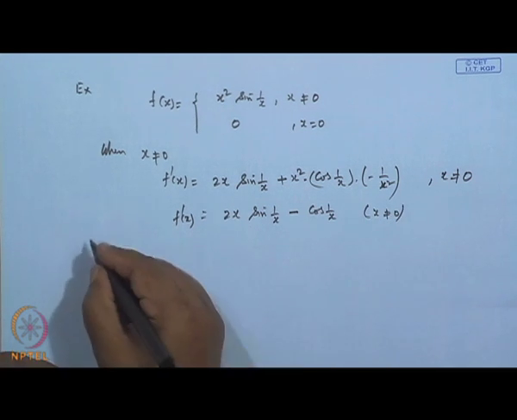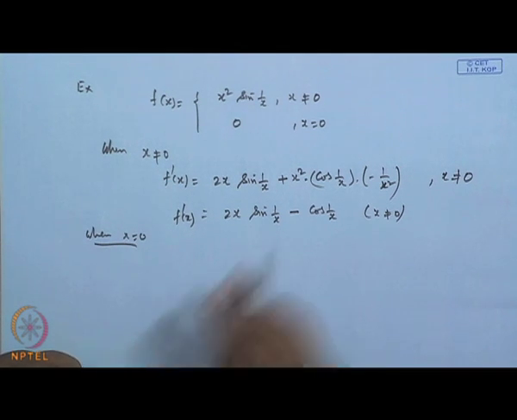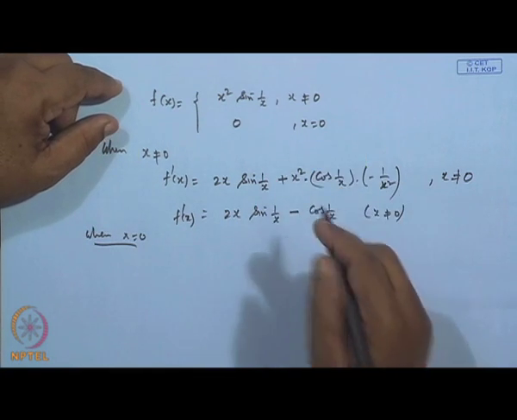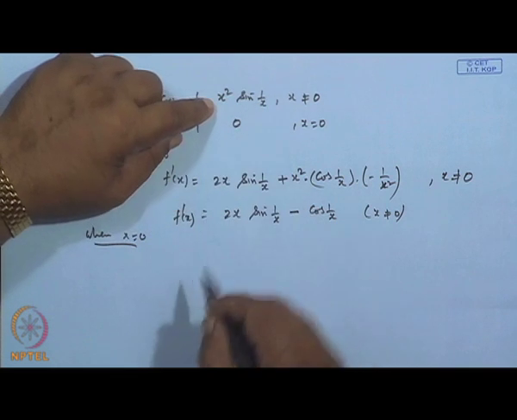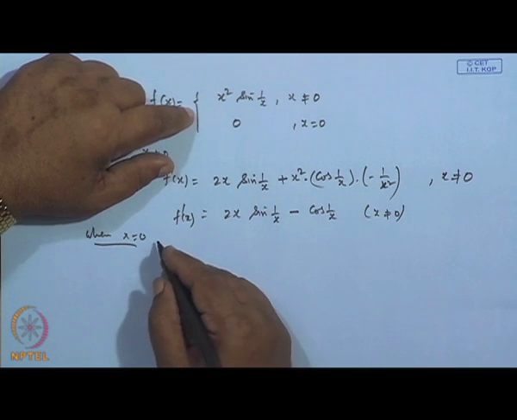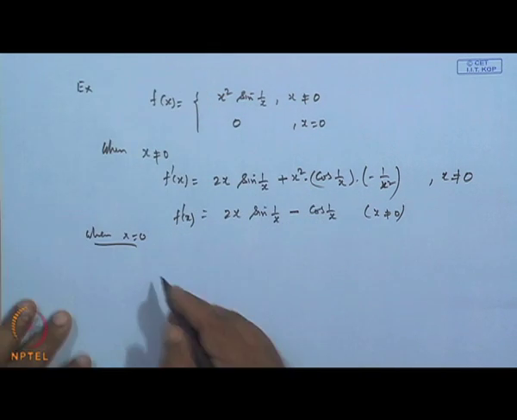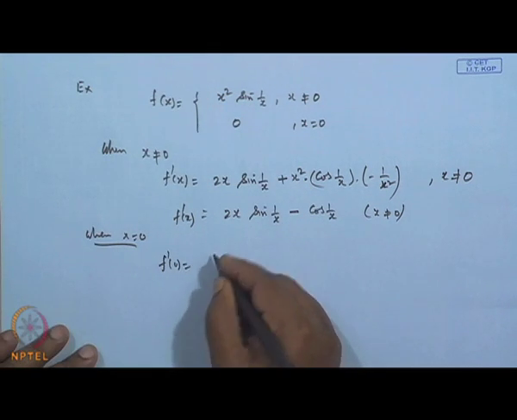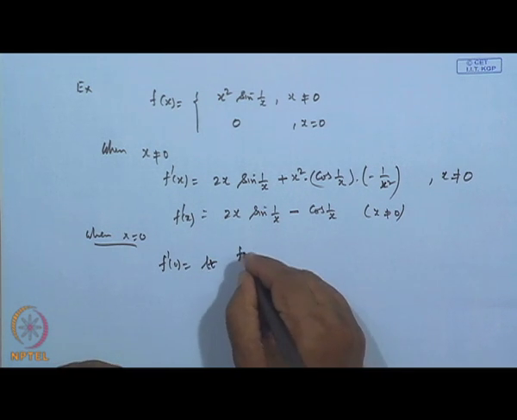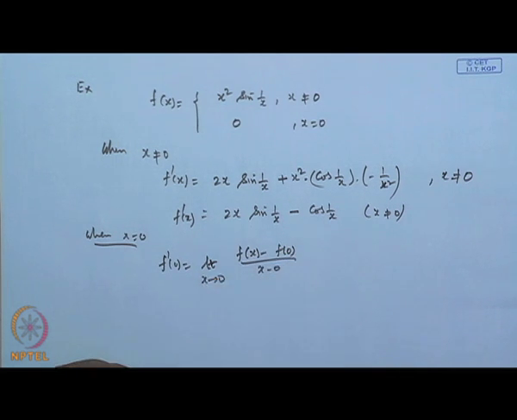But when x is 0, what happens? We have to compute the derivative of the function there. Why? Because at the point x is 0, the values at the points different from 0 are given by this form. So, find the derivative of this function at 0 by using the definition, that is, the limit of f x minus f 0 over x minus 0 as x tends to 0.